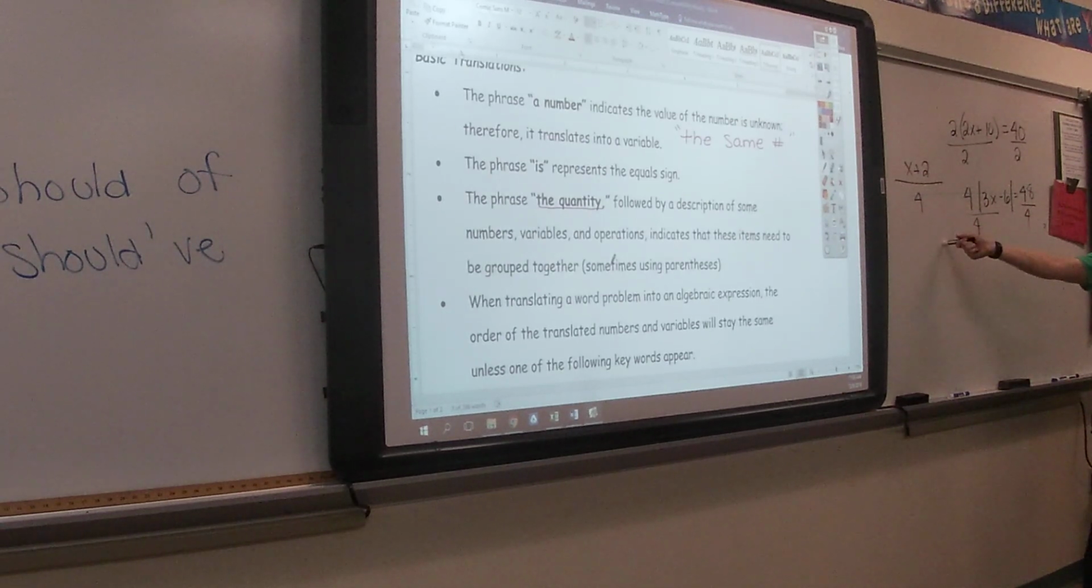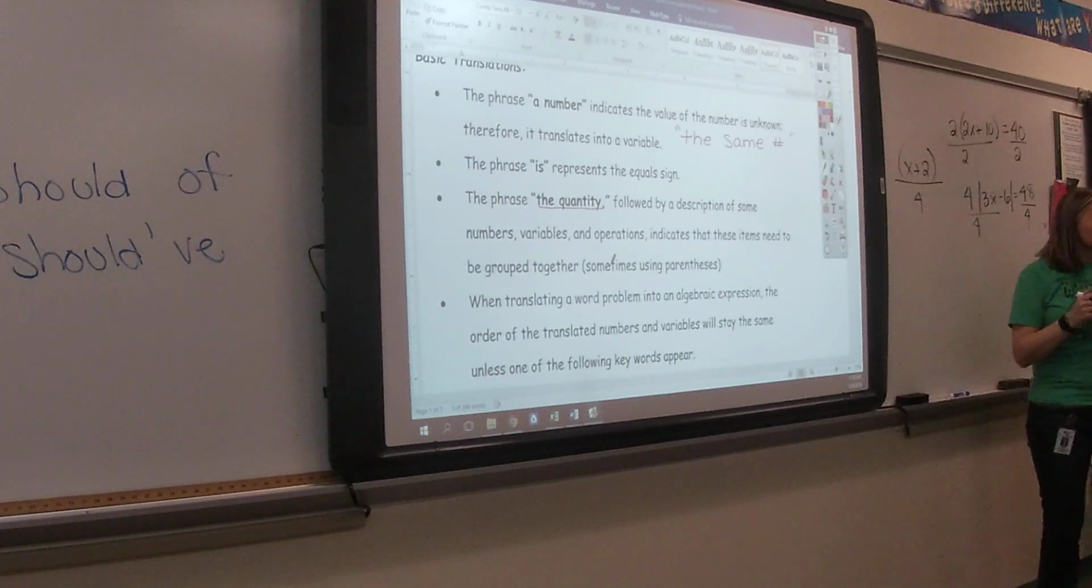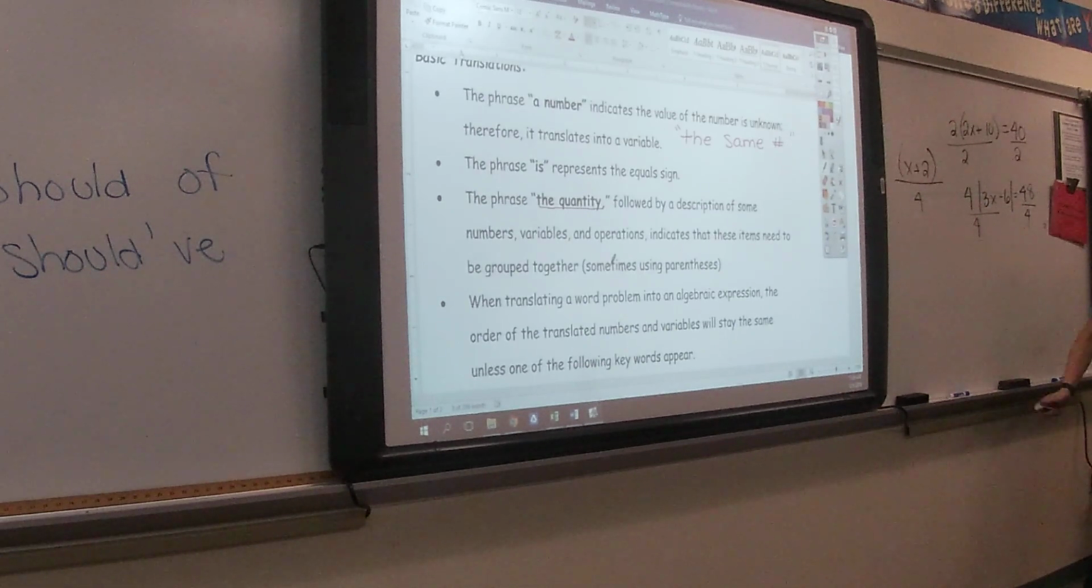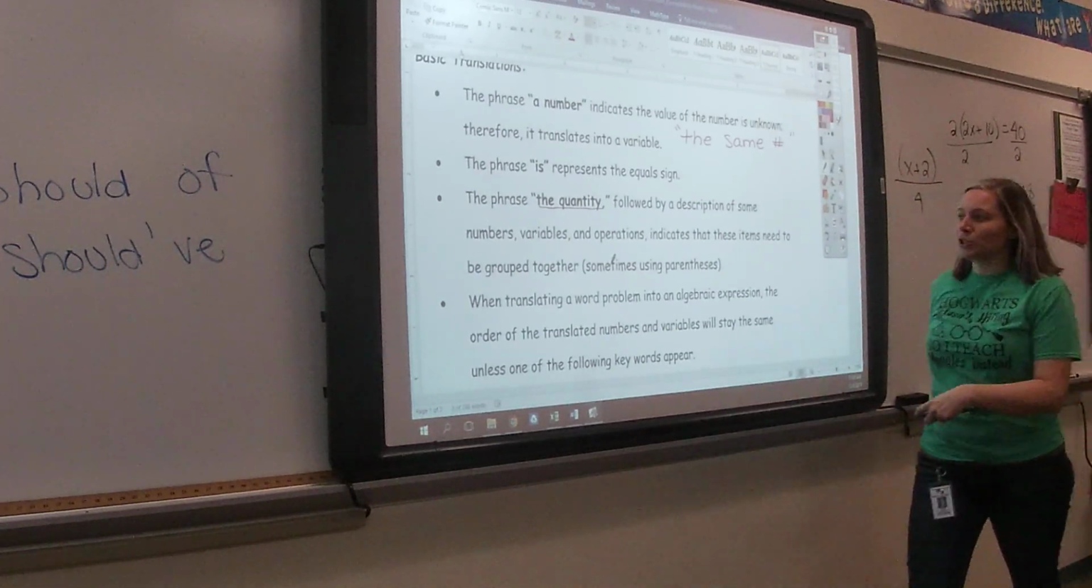I would truly read this as the quantity of x plus 2 divided by 4. Do I see any parentheses? No, but are they here? Yep, where are they? Okay, so if you're not for sure, write them down. You won't be wrong writing them, we just don't have to have them.